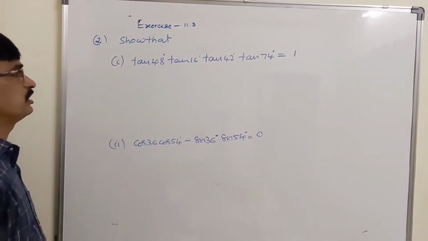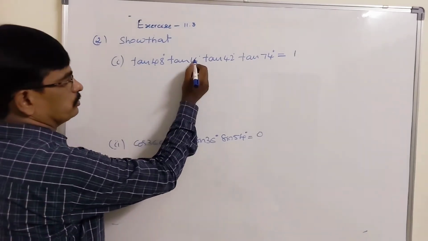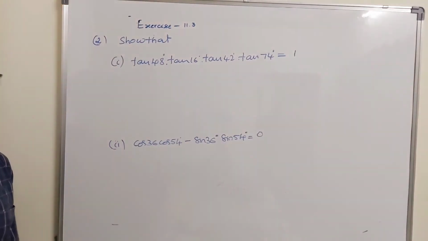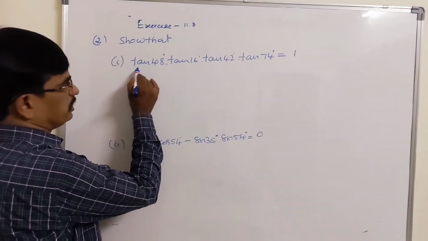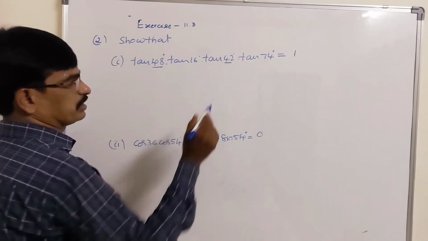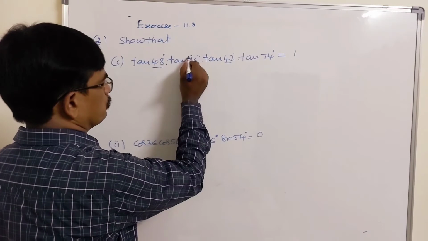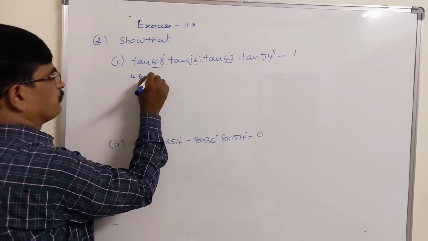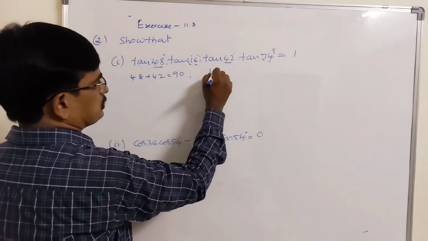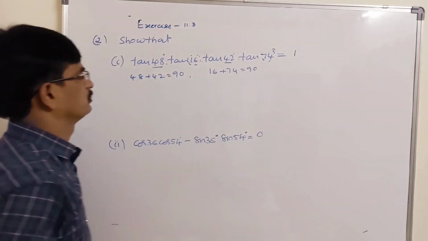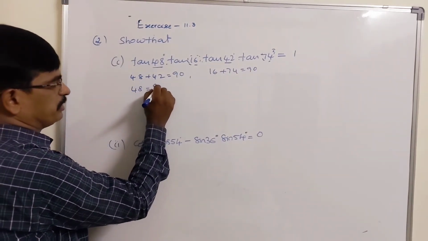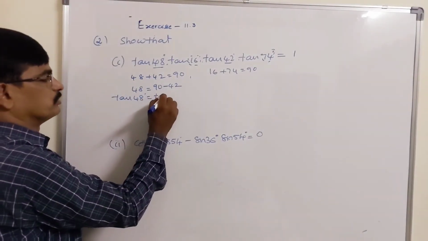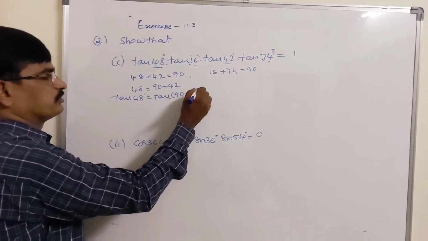Now the second question. Show that tan 48 degrees into tan 16 into tan 42 into tan 74 is equal to 1. Now if you observe clearly, 48 and 42 becomes 90. 16 and 74 makes 90 degrees. So 48 plus 42 is equal to 90 degrees, one part. 16 plus 74 is equal to 90, another part. Make 48 as subject, then 90 minus 42. Taking tan on both sides, tan 48 degrees is equal to tan of 90 minus 42 degrees.